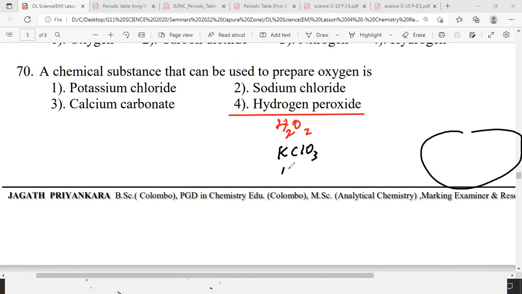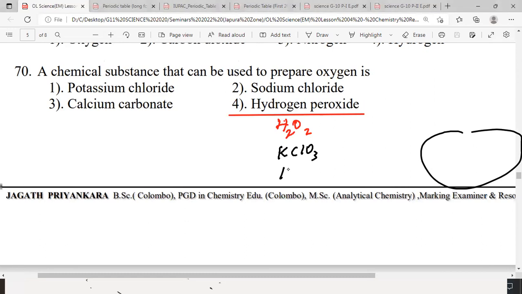And then you can use potassium nitrate. Any nitrate except lithium nitrate. All the group 1 nitrates except lithium nitrate. If you heat, oxygen is given out as the only gas, and all these reactions are decomposition reactions. O2 is given out as the only gas from all these.